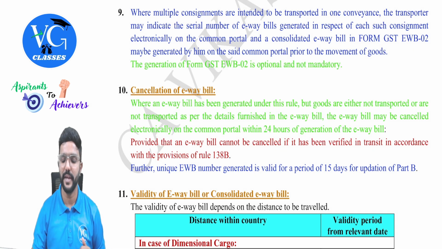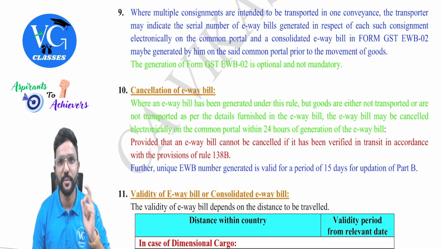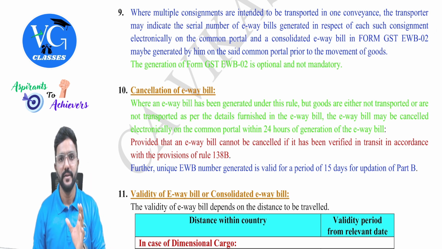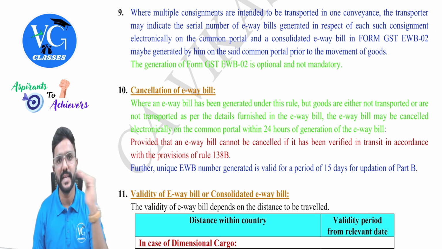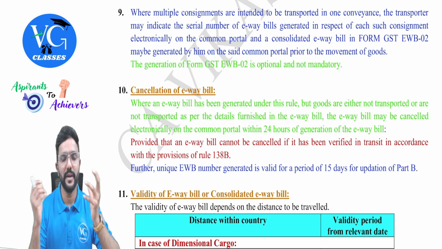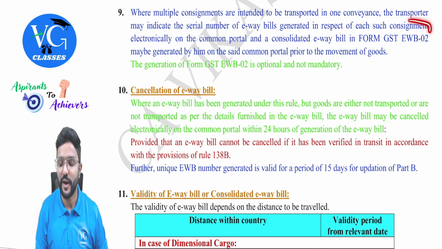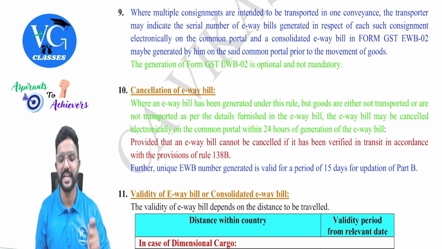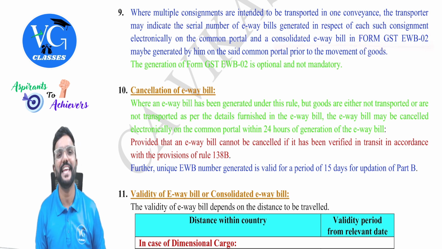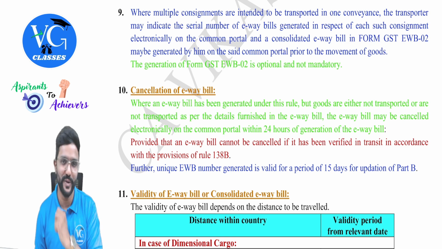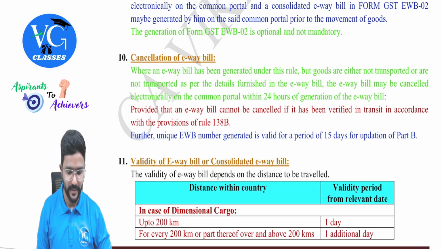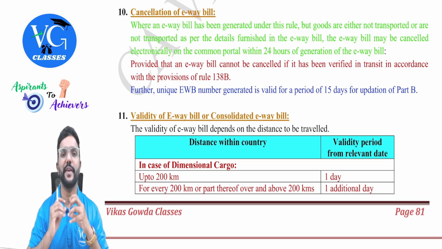Consolidated means in which form? EWB02. So it is easy to remember. When there are two or more e-way bills already generated for the goods which are moving in the same conveyance, then such e-way bills can be consolidated to generate one consolidated e-way bill in EWB02, guys. Okay, sir. Next, cancellation of e-way bill.